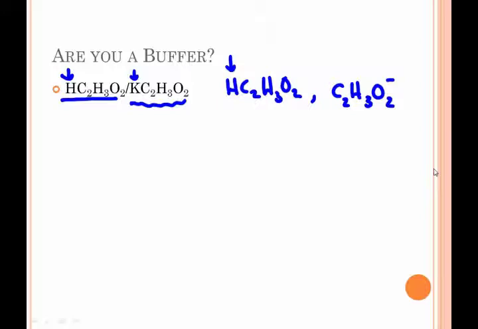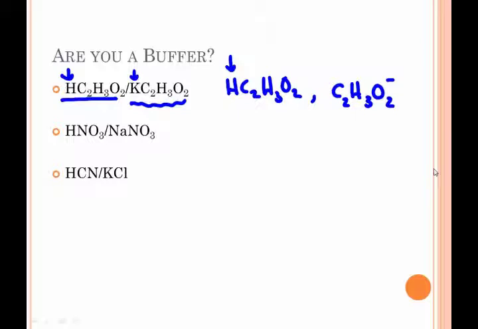So indeed, this is a buffer. It has a weak acid and the conjugate base of that weak acid. What about HNO3 and NaNO3? Well, HNO3, when we check our list of strong acids, shows up on that list. So this is not a buffer.